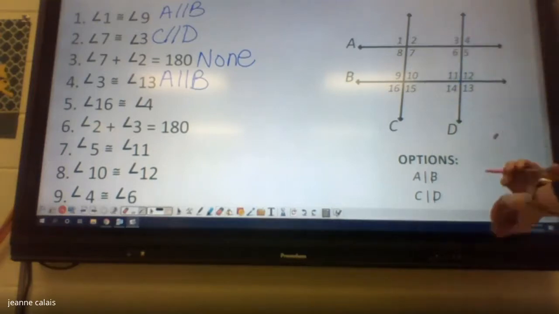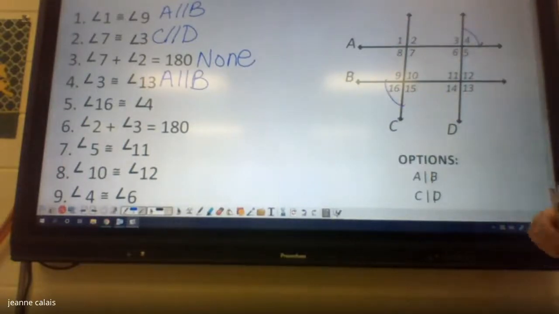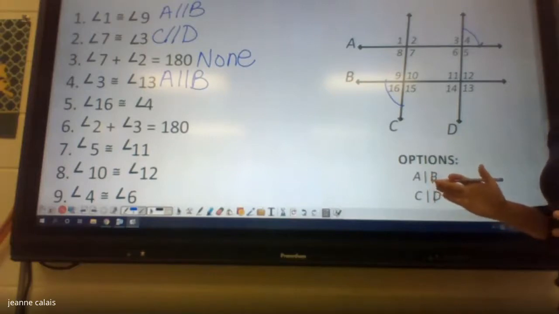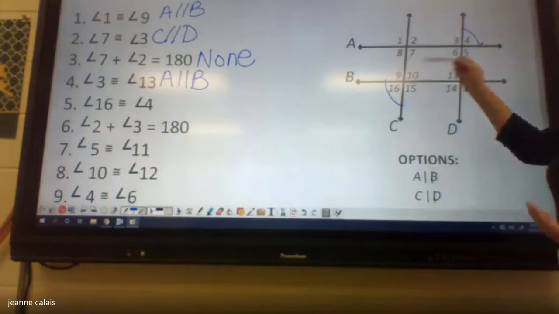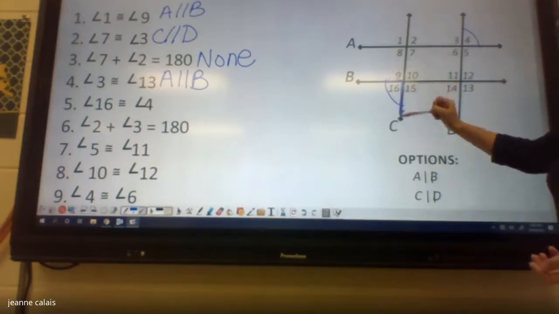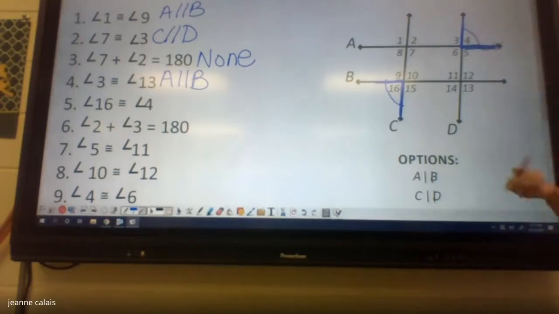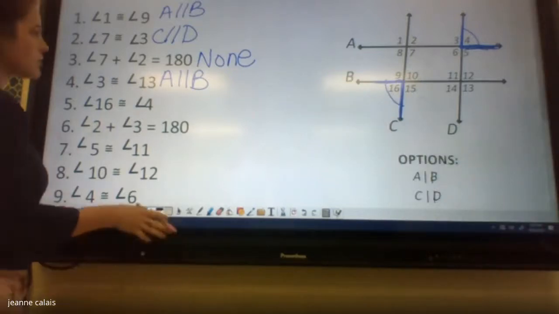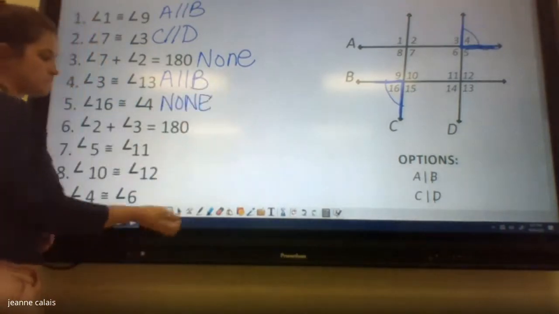16 and 4. All right, 16 and 4 are way too far apart from each other. If you think about it, 16 is formed with line C and line B. 4 is formed with D and A. There is no common transversal. There is no common line. Whereas if you go back, all the others have a common line, which is called the transversal. So since they're too far apart, there is no common relation. That's going to be none.